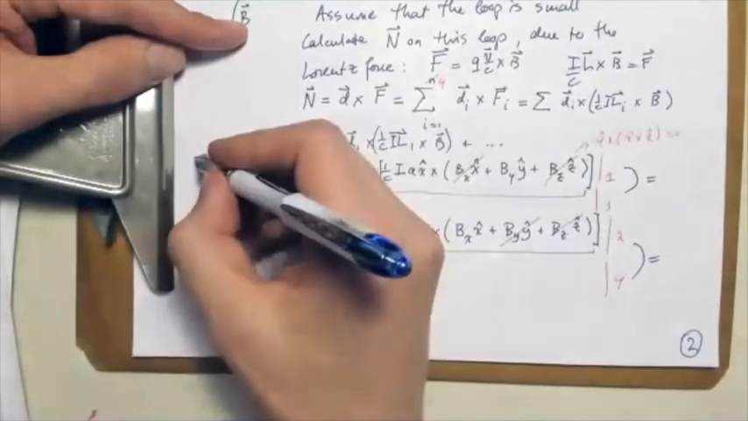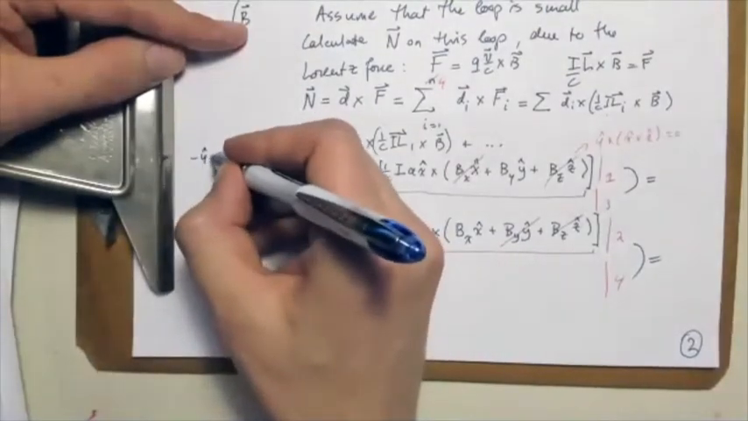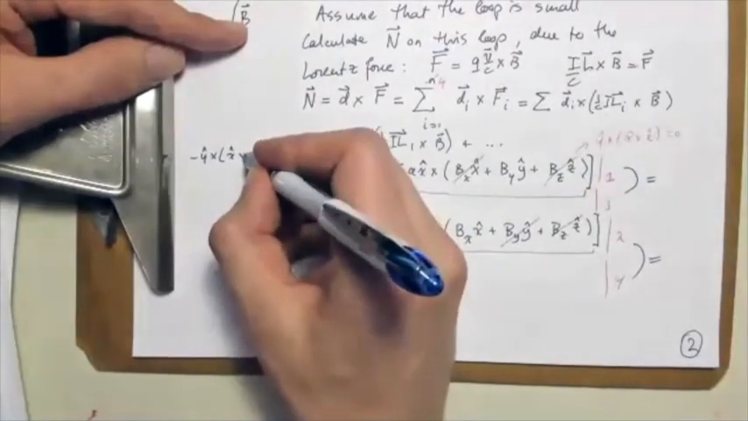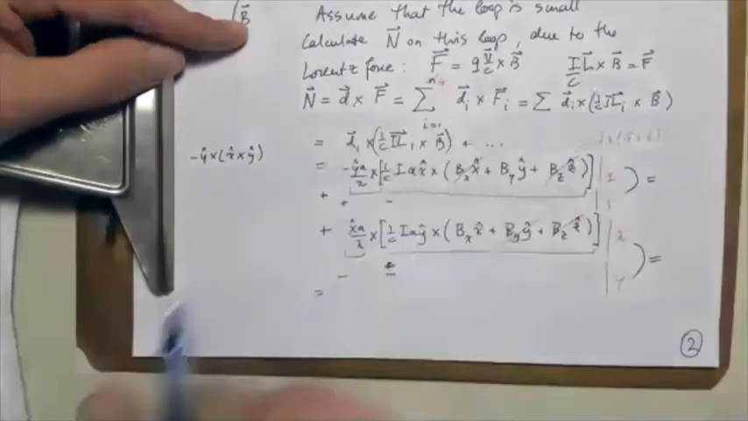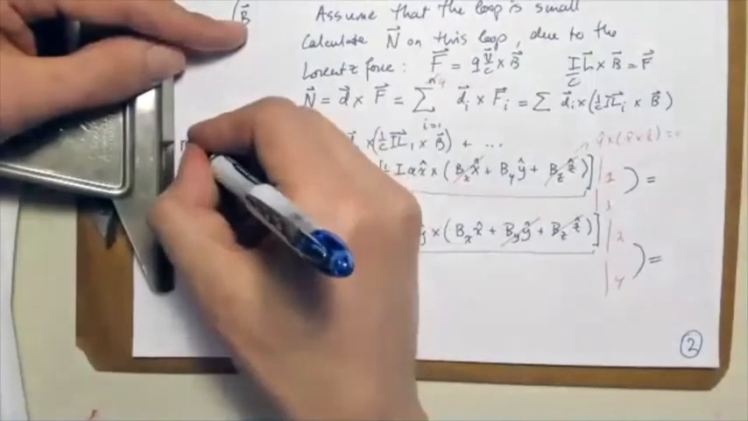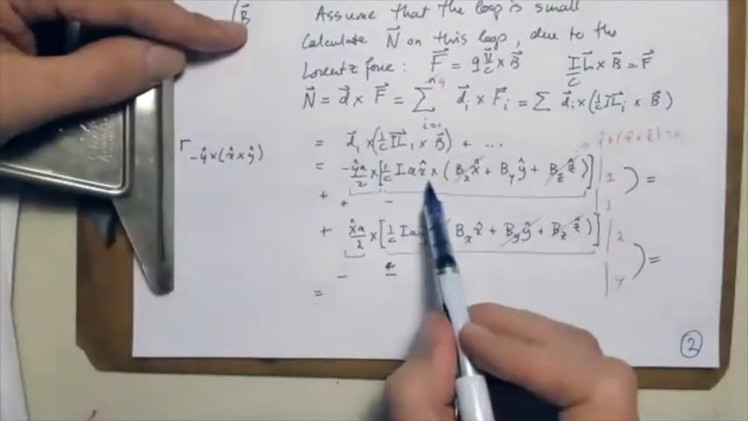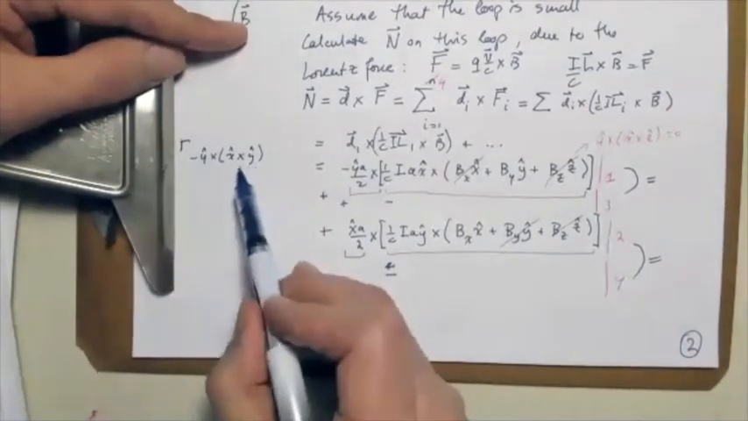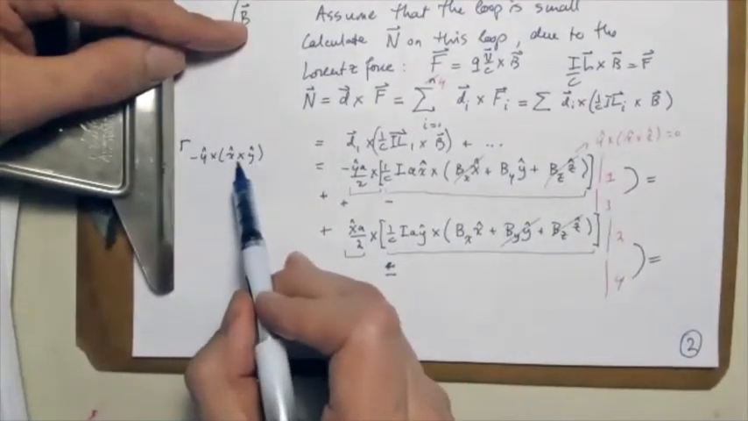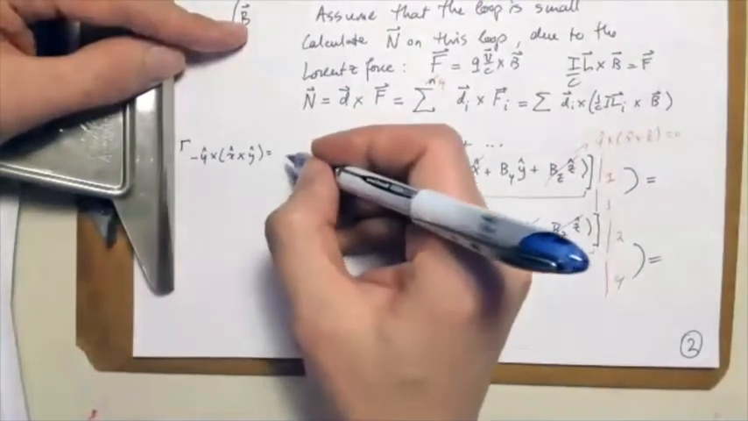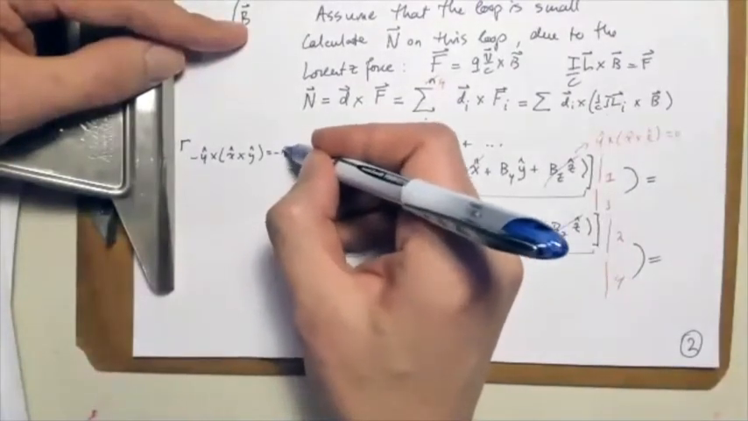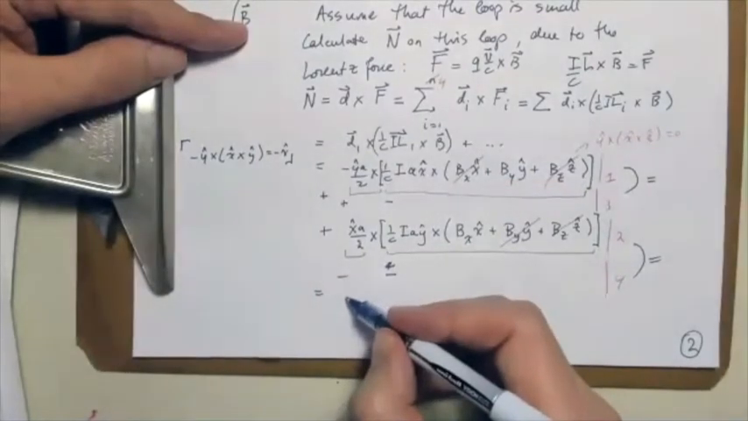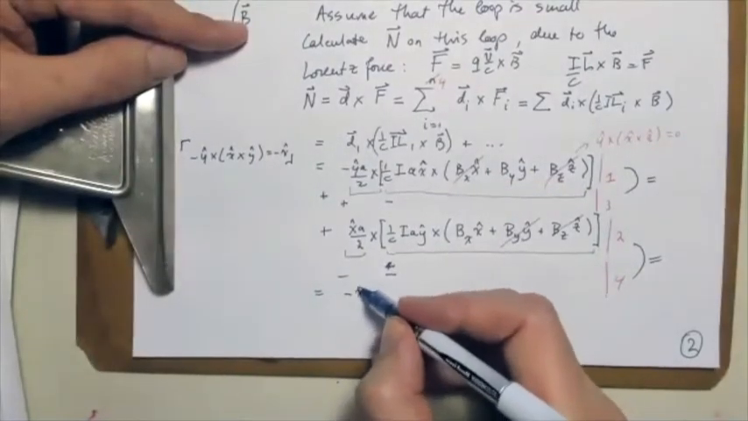So a minus y hat crossed with, so let's make sure that we get our signs right, x crossed with y. Okay, so we're doing this on the side. So that's our y hat, x hat, and our y hat here. Now x cross y is z, and minus y crossed with z is minus x hat. Okay, so that's going to give you a minus x hat.